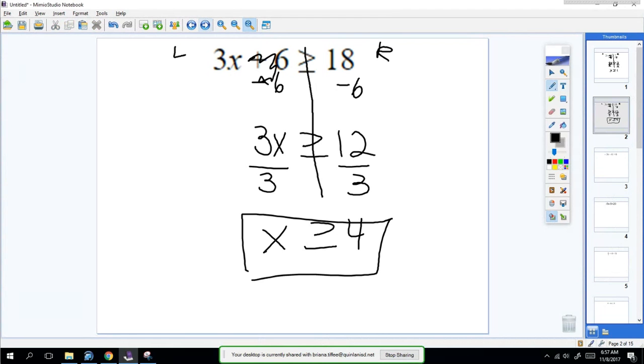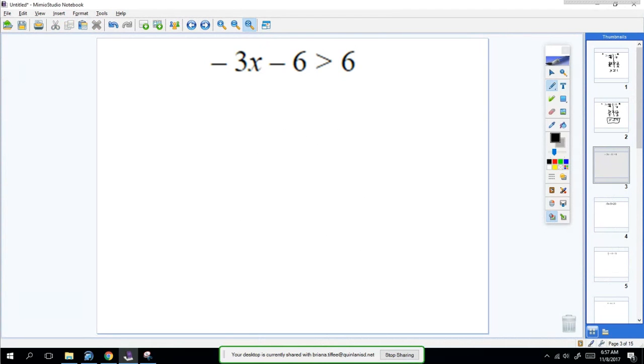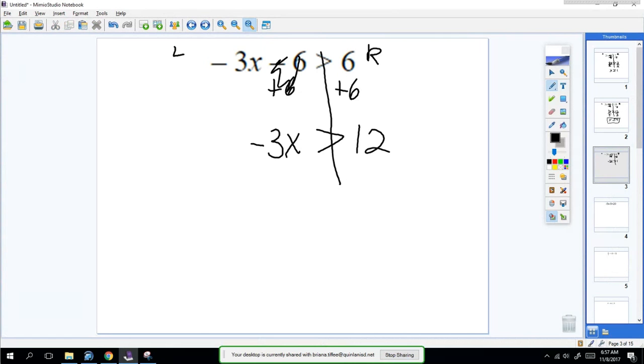All right, let's try another one. So you're going to draw a line down. You've got a left side, you've got a right side. I'm going to add 6 to both sides. This cancels out. I bring down my greater than sign. I bring down my negative 3x. 6 plus 6 is 12.